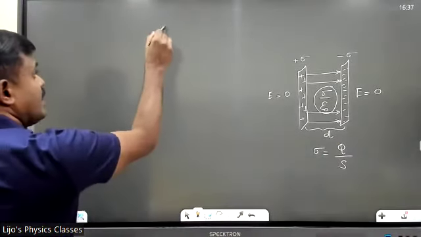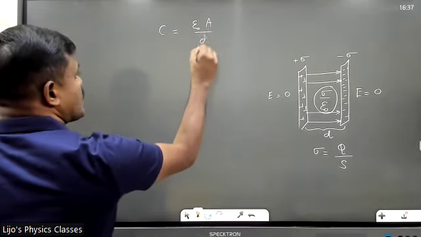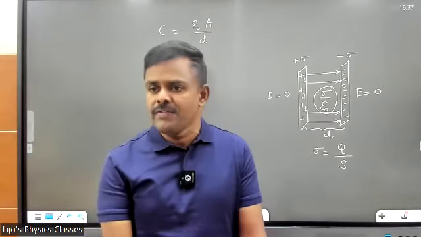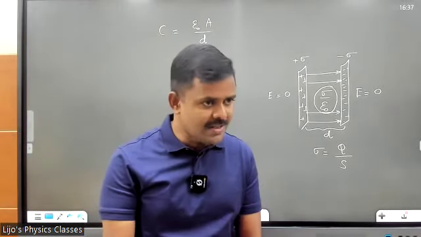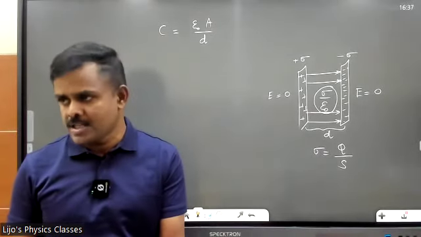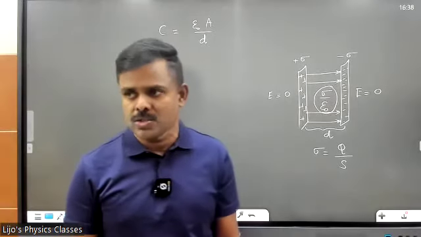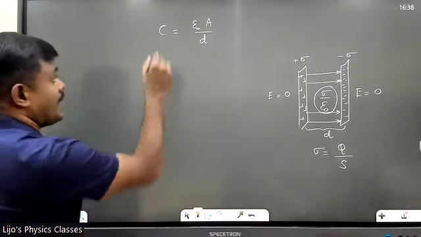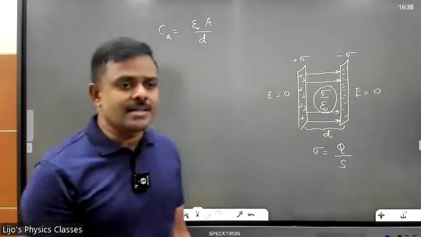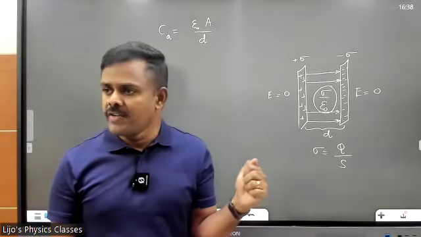And for this assembly, capacitance was calculated to be epsilon zero A by d. Epsilon zero is called permittivity of free space. It is a constant. Its value is 8.85 into 10 to the power minus 12. And this is with air inside. If there is air inside the capacitor, this is how it reads, epsilon zero A over d.